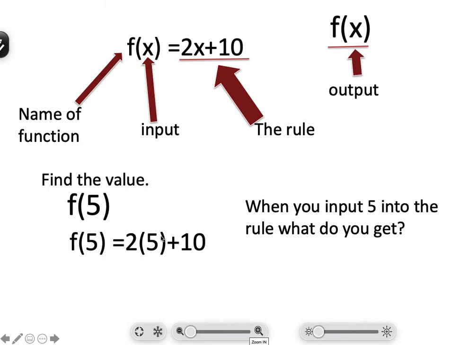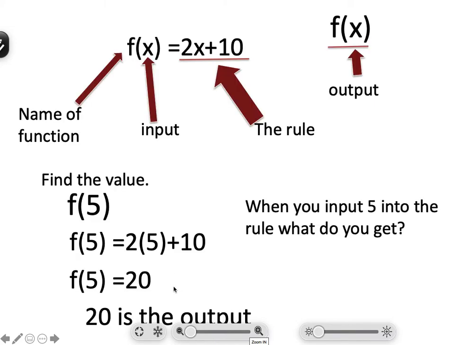So I'm going to do that. We're going to put 5 into the rule, 2x plus 10, and then we just do the math. 2 times 5 is 10. 10 plus 10 is 20. So the 20 is our output. You can't ask me questions, but we'll do another one. I think it'll make more sense.